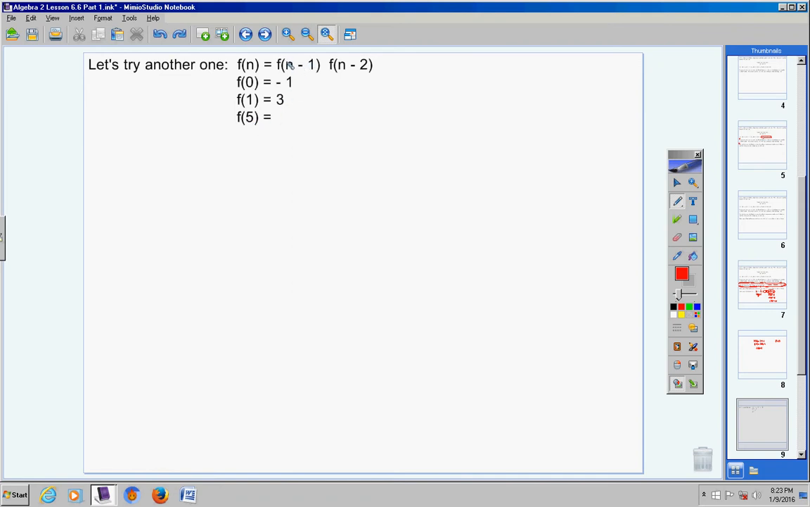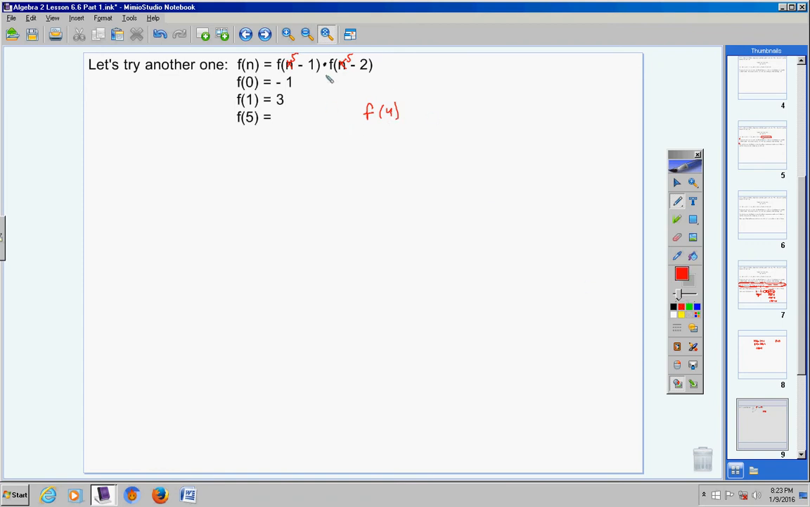For the n here, I'm going to put a 5. And for the n, I'll put a 5. 5 minus 1 is 4. So I have f of 4. And by the way, there should be a dot here. I apologize. They're being multiplied. So please fix that in your notes.